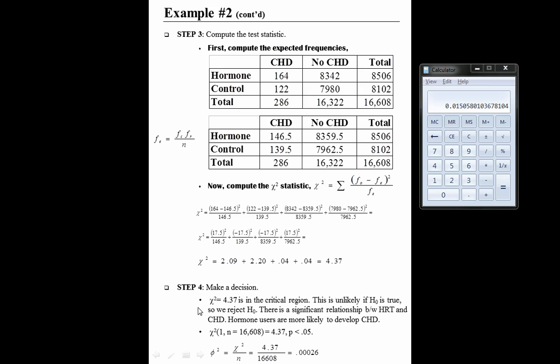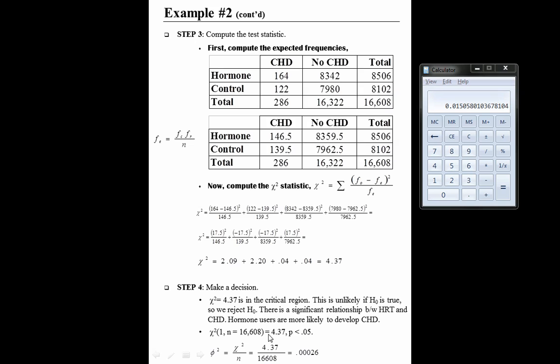So right here I have a chi-square of 4.37, which is in the critical region. This is unlikely if the null hypothesis is true, so we reject the null hypothesis. There is a significant relationship between hormone replacement therapy and coronary heart disease. Specifically, hormone users are more likely to develop heart disease. So chi-square with 1 degree of freedom and an N of 16,608 equals 4.37. And the probability of finding that just by chance is less than 5%.